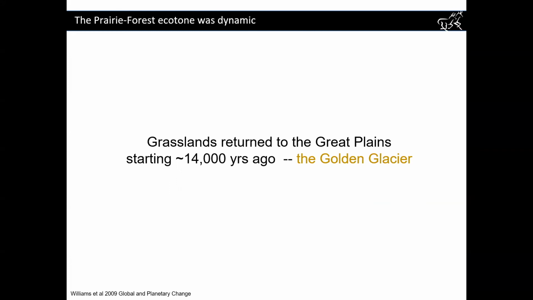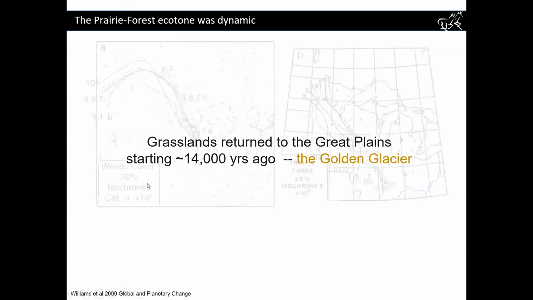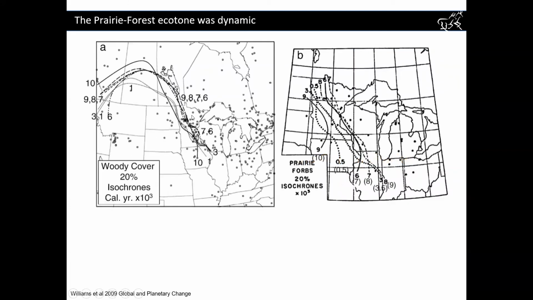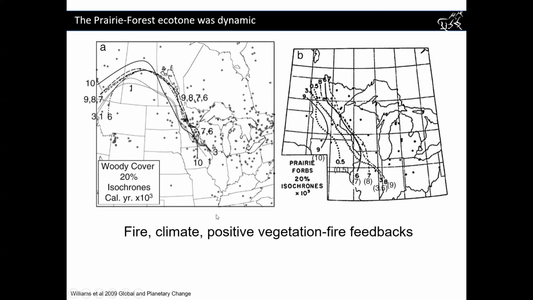And I can call this the Golden Glacier, much like Amy referred to tree encroachment as the Green Glacier. Grasslands were moving northward and eastward as the glaciers receded. And as they got to their nearly modern extent, there were many thousands of years in which there were dynamics of where this ecotone between the prairie and forest occurred. And all of those dynamics were really driven by fire, they were driven by rainfall, and they were driven by these positive vegetation fire feedbacks. CO2 wasn't quite the issue that it is today. But what's enticing here is that some of the mechanisms that we're worried about, that we're trying to understand more about today, were absolutely going on in the past, and they caused a pretty dynamic ecotone.